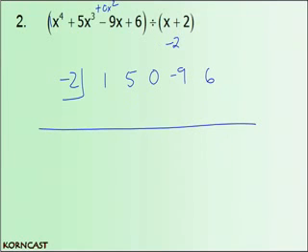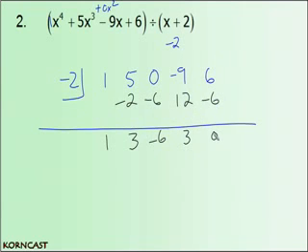Now again, the first step is as follows. You're going to take the first term and bring it down. 1. Always, always, always. Then just multiply. -2 times 1 is -2. And add 3. Same thing. -2 times 3 is -6. And add. -2 times -6 is 12. And add. And last but not least, -2 times 3 is -6. And add. And again, this last term is always going to be a remainder.